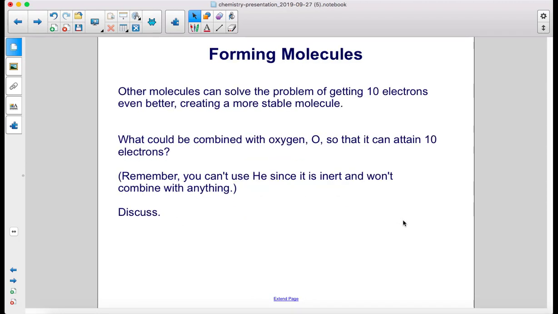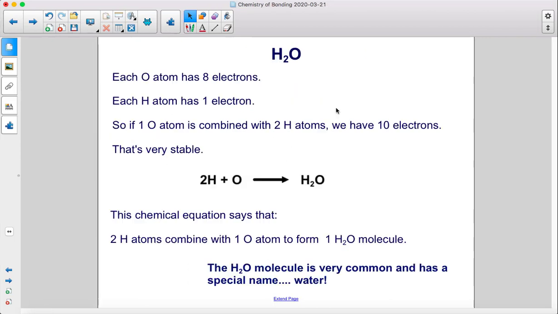Other molecules can solve the problem of getting 10 electrons even better, creating a more stable molecule. What could be combined with oxygen, O, so that it can attain 10 electrons? Remember, you can't use helium since it's inert and won't combine with anything. Discuss. Each oxygen atom has 8 electrons. Each hydrogen atom has 1 electron. So if one oxygen atom is combined with 2 hydrogen atoms, we have 10 electrons.